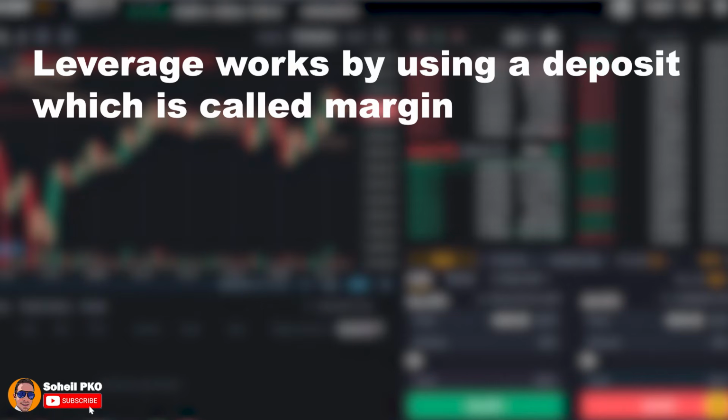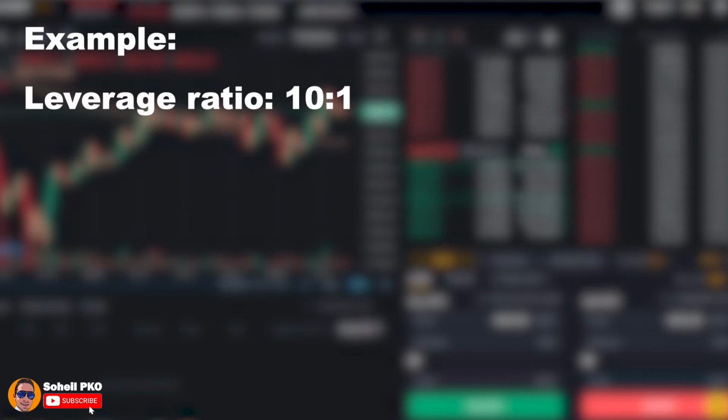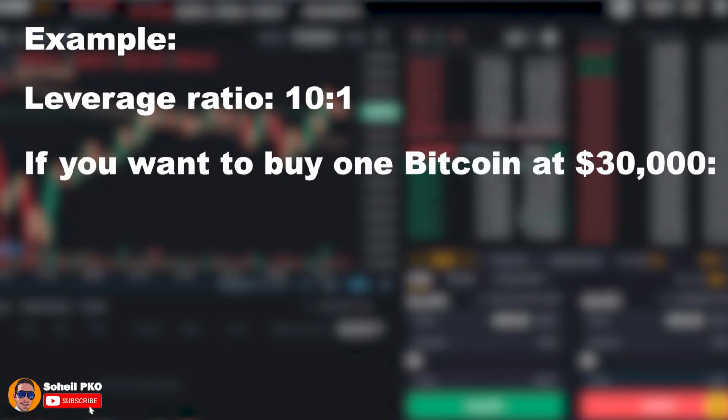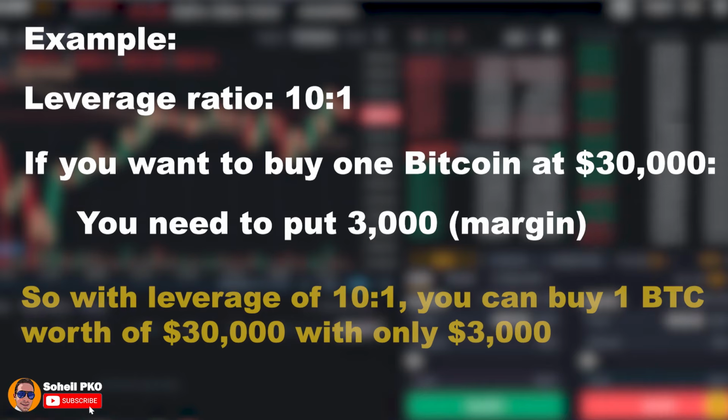Now let me explain how this works. Leverage works by using a deposit, which is called margin. In fact, you put down a fraction of the full value of your trade, which is called margin, and your broker puts the rest. So the margin is the amount that you need to provide based on the leverage ratio that you choose. For example, with a leverage ratio of 10 to 1, if you want to buy one Bitcoin at $30,000, you need to put $3,000 and your exchange or broker puts the rest for you. So you can actually buy one Bitcoin worth $30,000 with only $3,000.